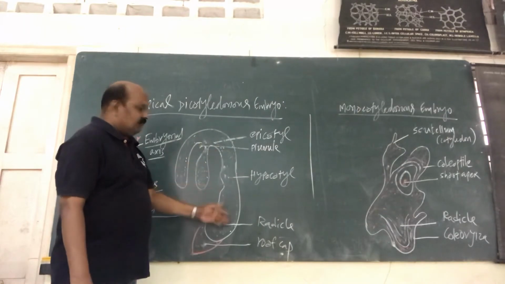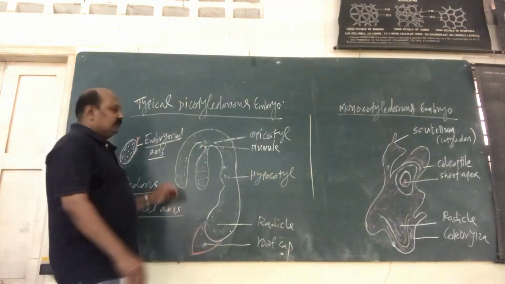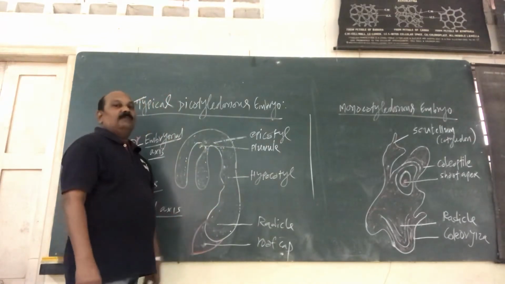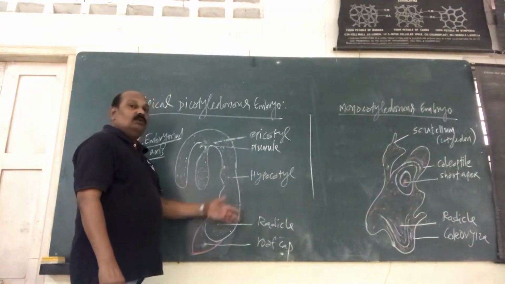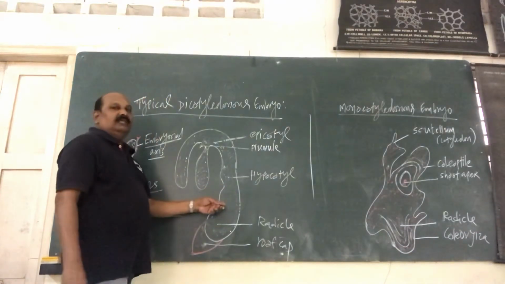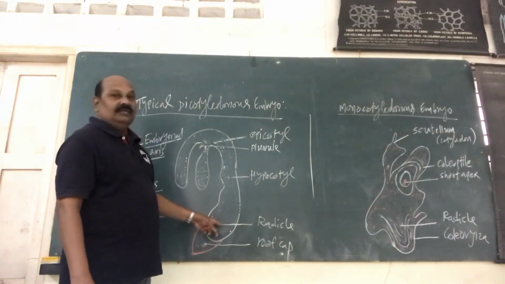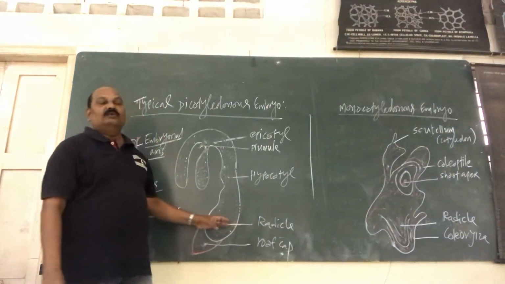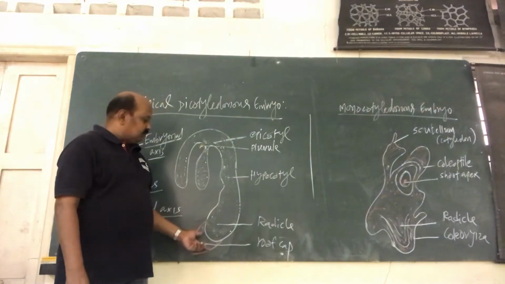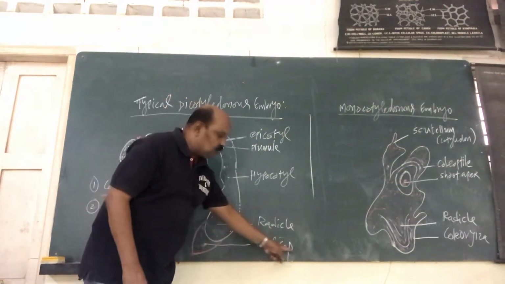Now come to the lower side of the embryonal axis, which we call the hypocotyl. This is the area below the cotyledon, so it is called the hypocotyl. The hypocotyl is very important because it encloses the radicle. You know, the radicle is going to make the future root system. Also it is slightly covered by a small cone-like structure, which we call the root cap.